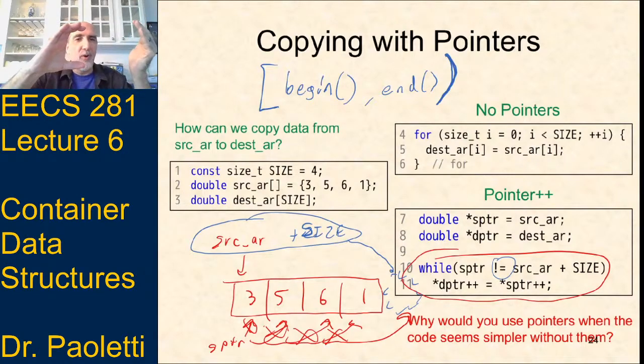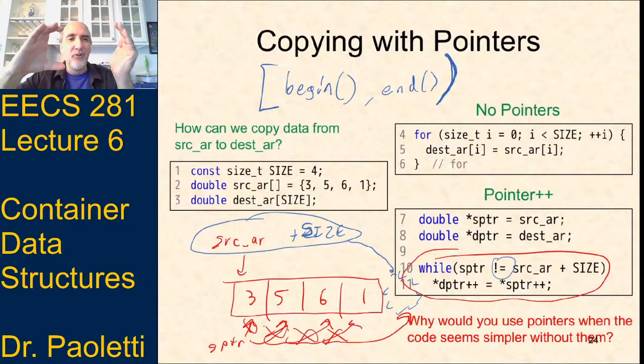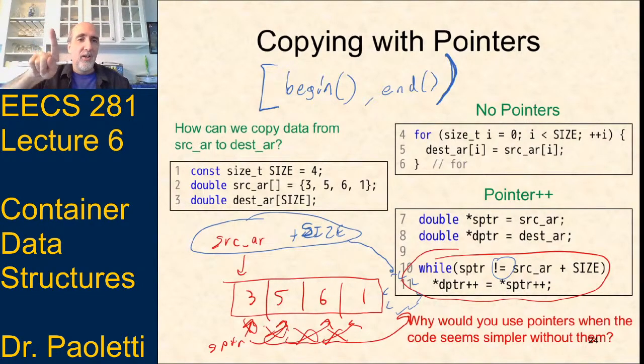Trying to get the right camera angle here. So inclusive beginning, exclusive ending. We're going to see that a lot. That's how the STL expects iterators to be. Inclusive beginning, exclusive ending. And it does a while my iterator is not equal to the end, I can keep going. And when it is equal to the end, the loop stops.